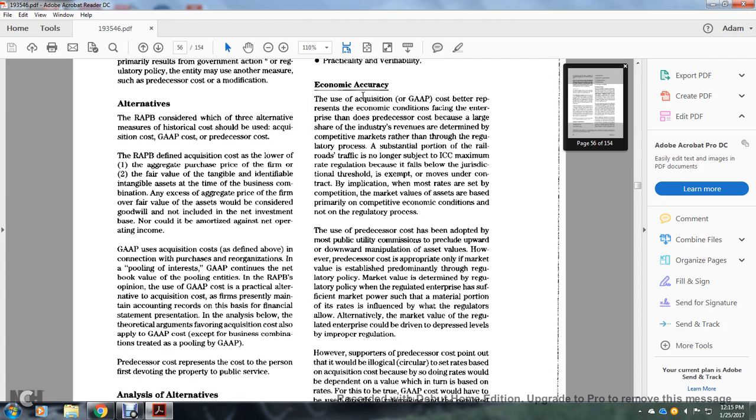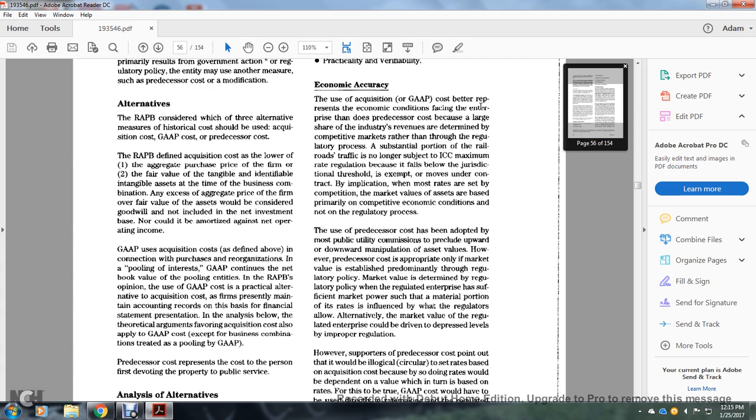Economic accuracy. Using the acquisition or the government accounting auditing principle cost better represents the economic condition facing the enterprise. There is the predecessor cost because of the large share of the industry revenue determined by the competitive market rather than through the regulatory process. A substantial portion of the railroad traffic is no longer subject to the Interstate Commerce Commission maximum rate regulation because it falls below the jurisdiction threshold, exempt from the movements under the contract implementation, when most rates are set by the competition.